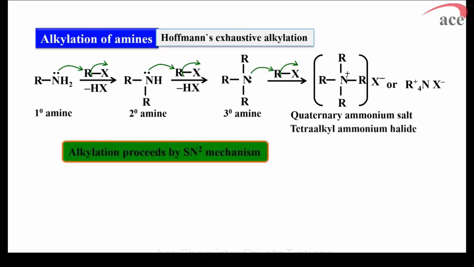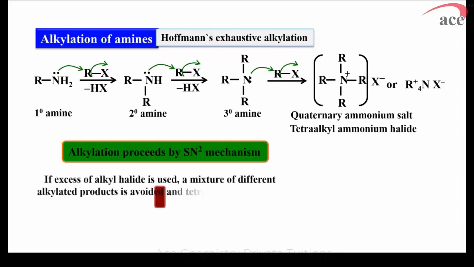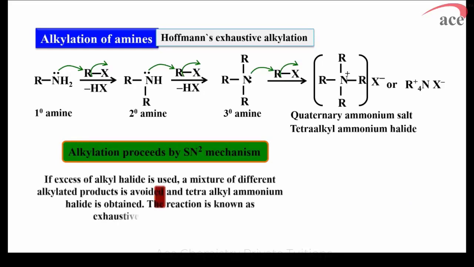This alkylation generally proceeds by SN2 mechanism, nucleophilic substitution mechanism. If alkyl halide is used in excess, you will get a mixture of all the possible products. This is called exhaustive alkylation. So if ammonia is in excess, you get predominantly primary amine. If alkyl halide is in excess, you get a mixture of all the possible amines, and the final product has to be quaternary ammonium salt.